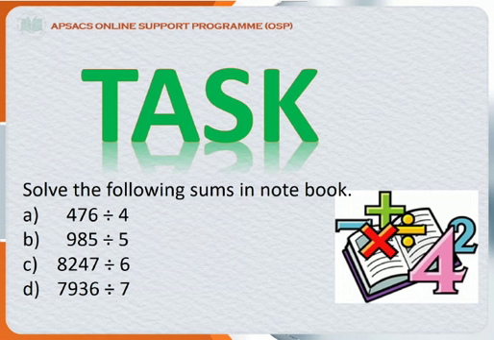Today your task is to solve the following sums in your notebook. 476 divided by 4. 985 divided by 5. 8247 divided by 6. 7936 divided by 7.